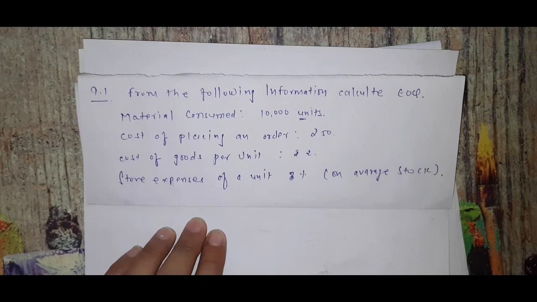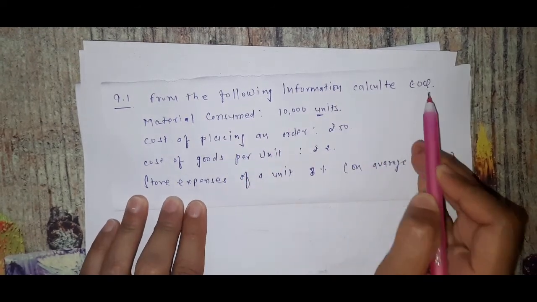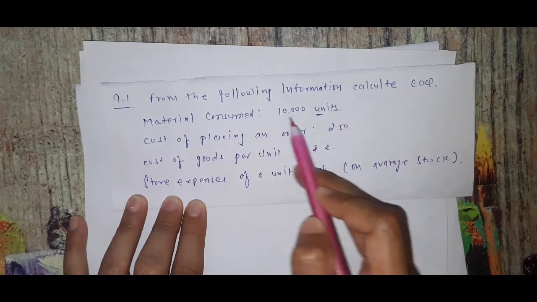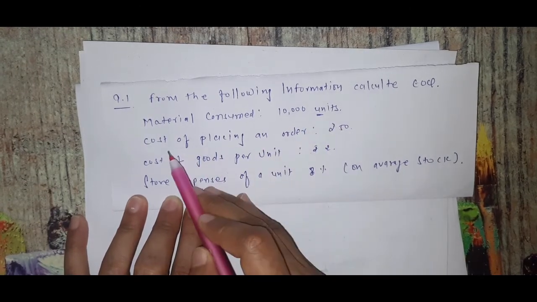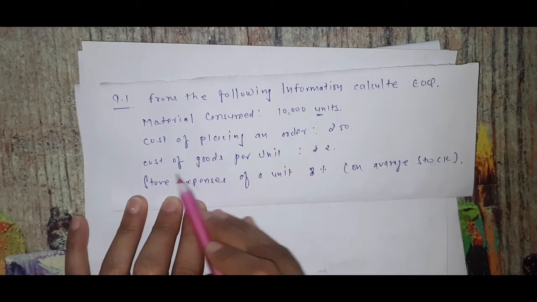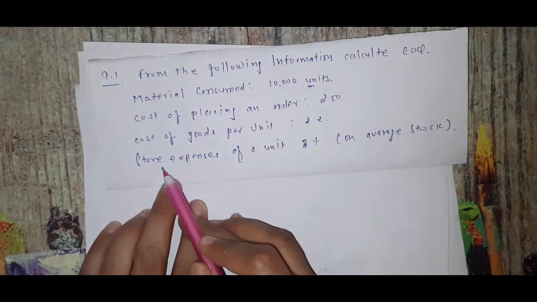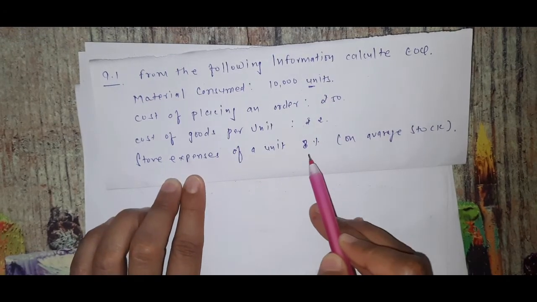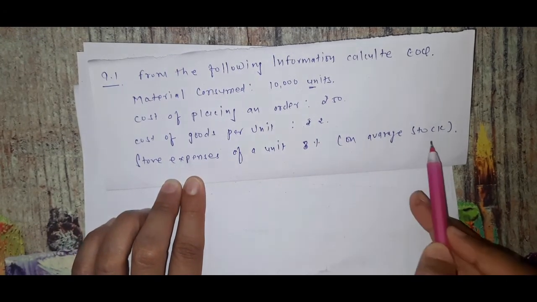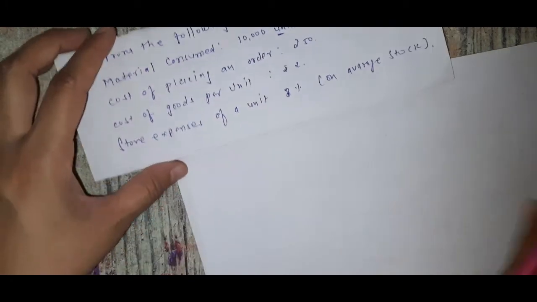Now let's see the questions. From the following information, calculate the EOQ. Material consumed 10,000 units. Cost of placing an order rupees 50. Cost of goods per unit rupees 2. Storage expenses of a unit 8% on average stock. Now see the solution.